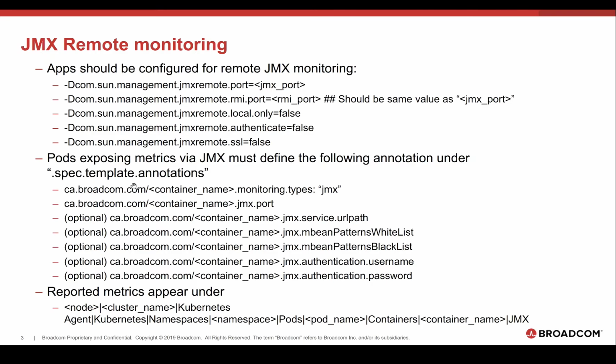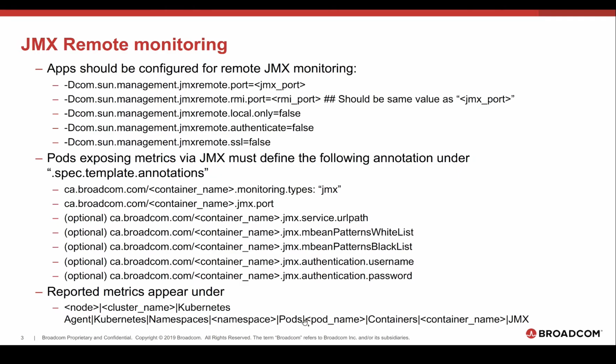And these are the annotations that should be added to the pod spec to let UMA know that this particular container in this pod needs JMX based monitoring. Note that these first two annotations are mandatory. The rest of them are optional and you can use them depending on your need. If everything is properly configured, we should be able to see JMX metrics in APM under this path, and we will see that shortly in the demo.